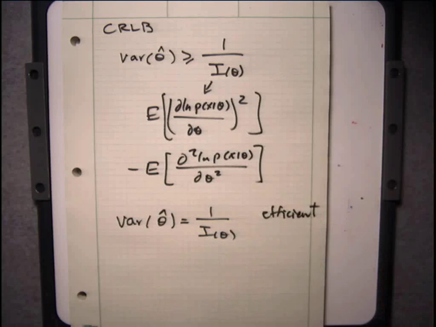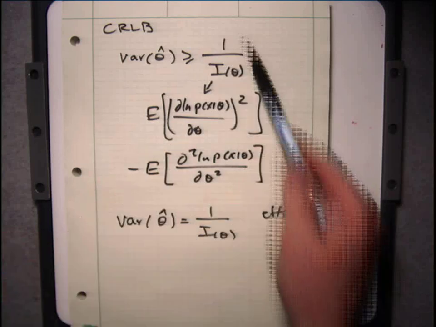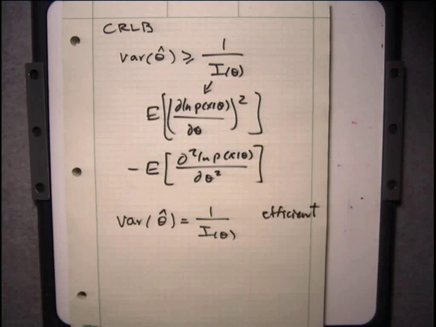And efficiency is something that can be achieved either with a finite amount of data or asymptotically. In other words, you may have an estimator that does not achieve this lower bound for a finite number n of samples, but as the number of samples goes to infinity, you might in fact achieve this bound. In which case you call the estimator asymptotically efficient.